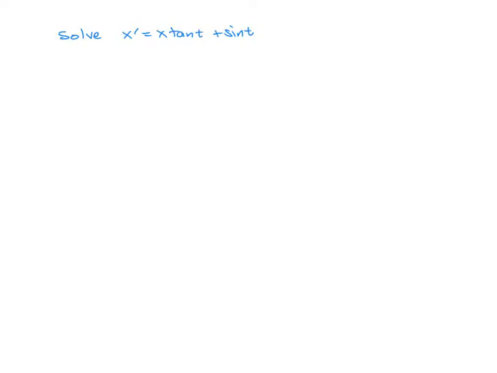Okay, so once again, we're going to solve a linear equation, and the first thing you want to do is make sure it's in the proper form, and we need to move that x term to the left-hand side. So if we subtract, we're going to have x prime plus a negative tangent of t times x is equal to the remaining sine of t. And again, we want to make sure that we pick up this entire coefficient here in our integrating factor.